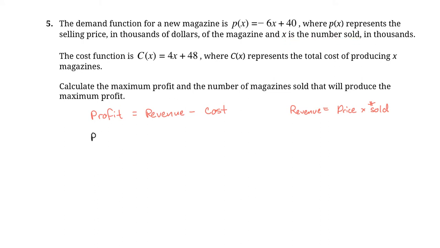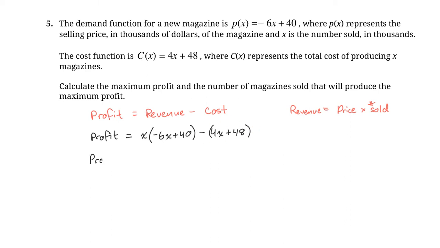So remember, profit is equal to revenue minus cost. So our revenue is just equal to x, the number of items sold, times our price. Our price is represented by negative 6x plus 40. But what's our cost? Well, we're just given a cost function. That's C at x equals 4x plus 48. So we need to subtract 4x plus 48. And this is just our revenue minus our cost.